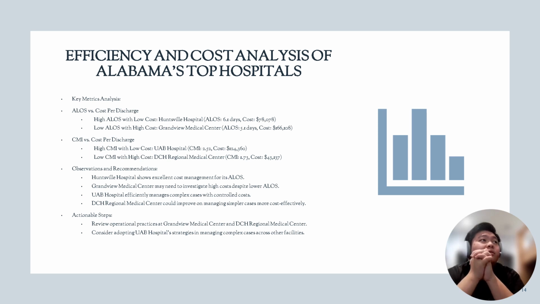CMI versus cost per discharge. High CMI with low cost is UAB Hospital, with a CMI of 2.52 and a cost per discharge of $324,360. Low CMI with high cost would be DCH Regional Medical Center, with a CMI of 1.73 and a cost per discharge of $43,137.